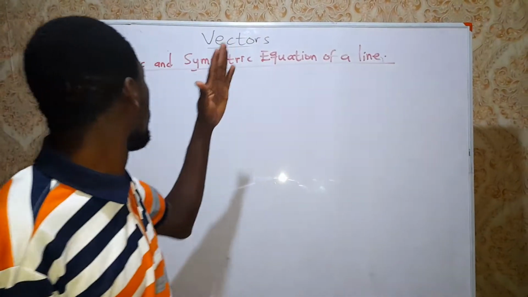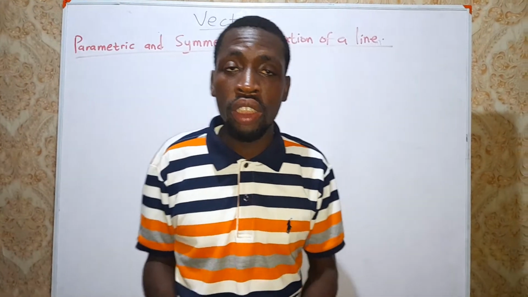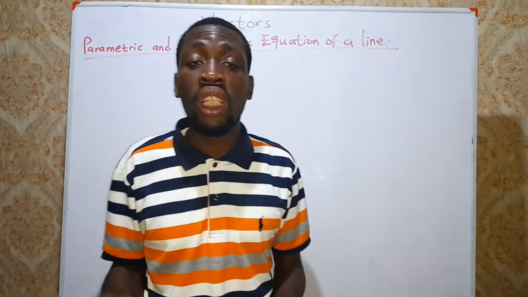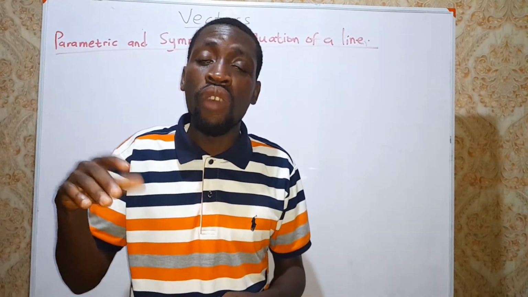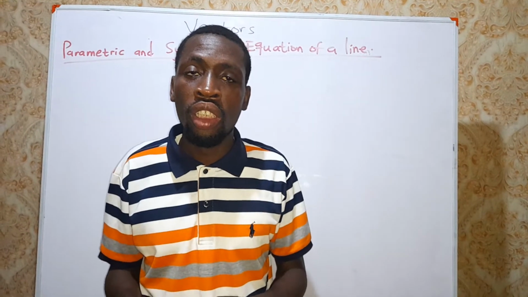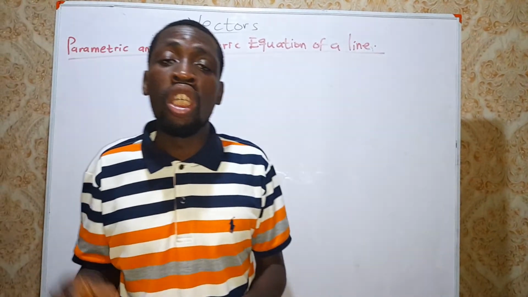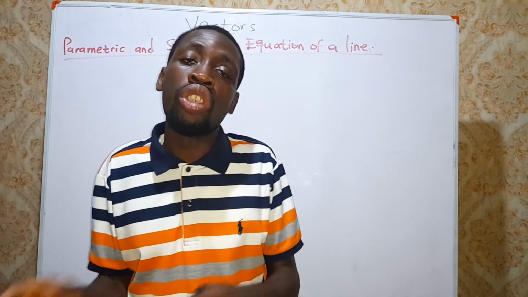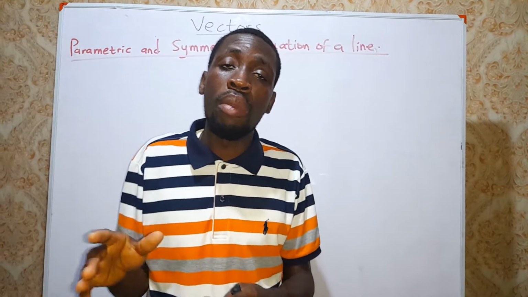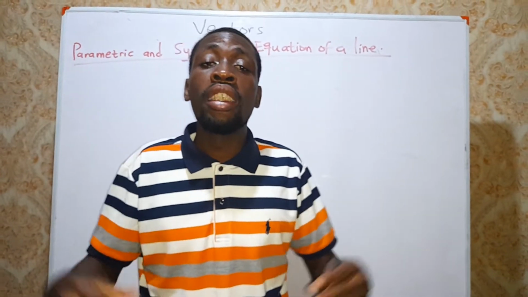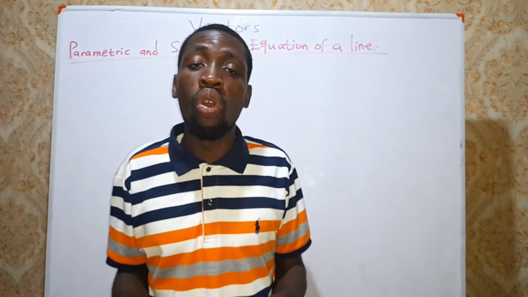Today our discussion on vectors will be on finding the parametric and symmetric equation of a line. I have a video where we find the vector equation of a line when the Cartesian equation of the line is given, as well as finding a vector equation when 2 points are given. Today, before the video ends, we'll learn how to find the parametric and symmetric equation of a line when the Cartesian equation of the line is given. Then we'll learn how to find the parametric and symmetric equation of a line when 2 points are given. This will be a very interesting engagement, so please come along with me.